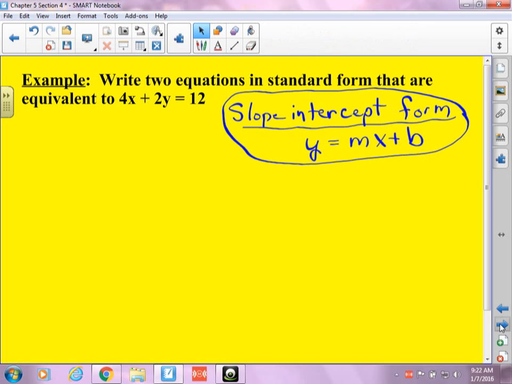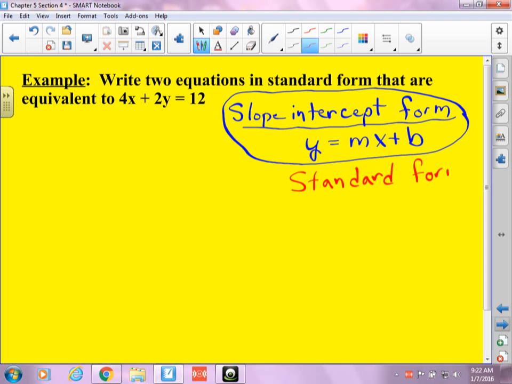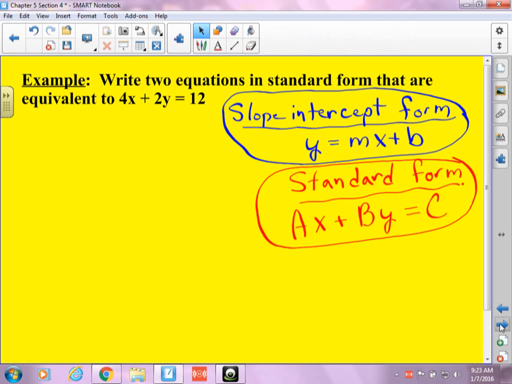Today we're going to look at something called standard form. It's ax plus by equals c. And what it means is this. x comes first. The A stands for the number in front of x. You have an x, then you have a y, then you have an equals, and then you have a number. x has to come first.